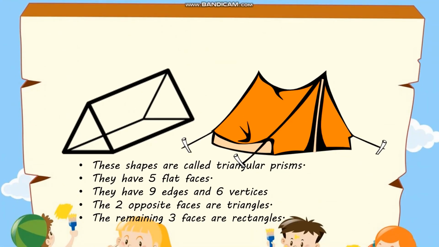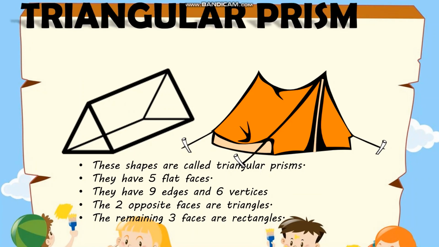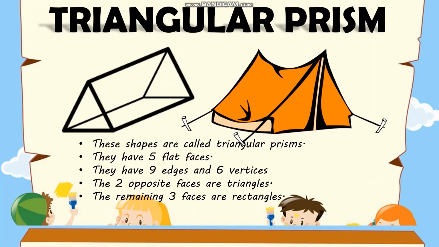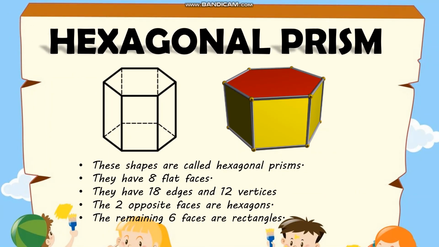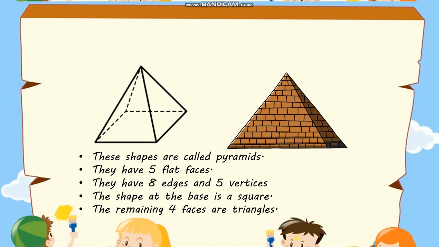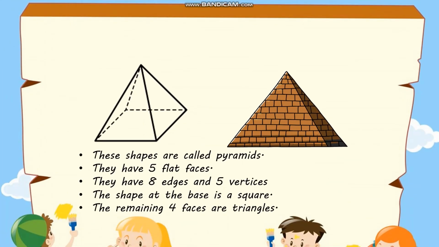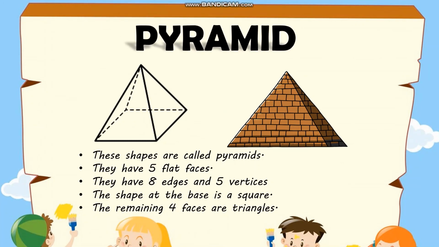This one, it's a triangular prism. And this shape, it's a hexagonal prism. And last but not the least, it's called pyramid. So that ends our lesson for today about 2D shapes and 3D shapes.